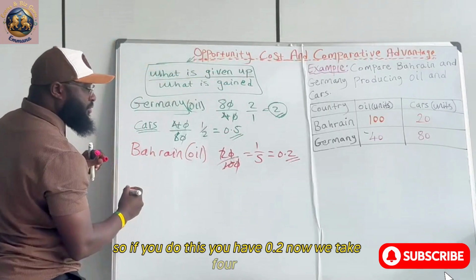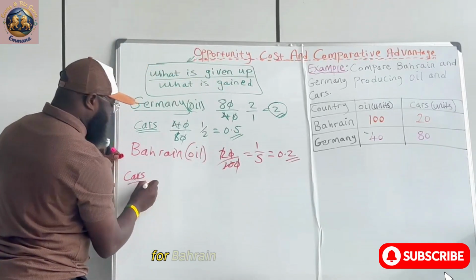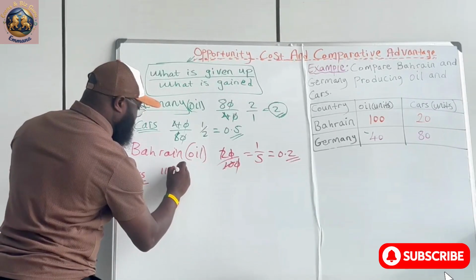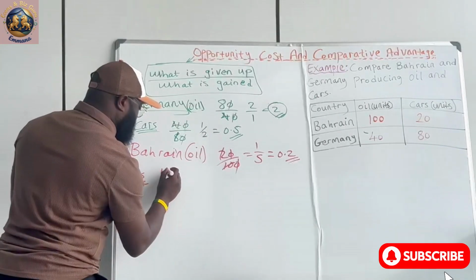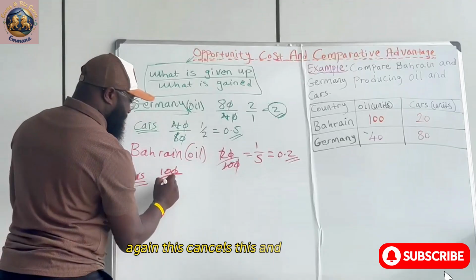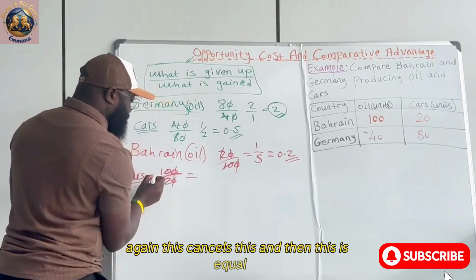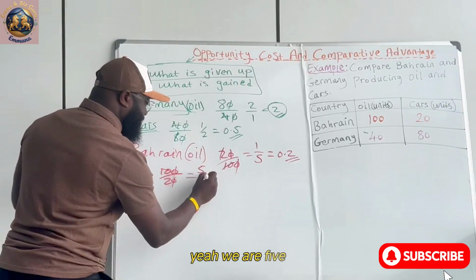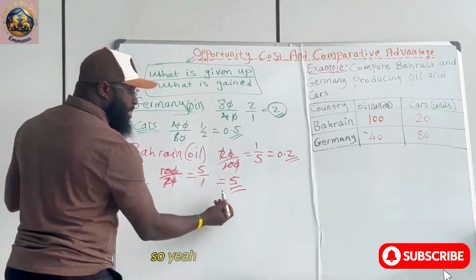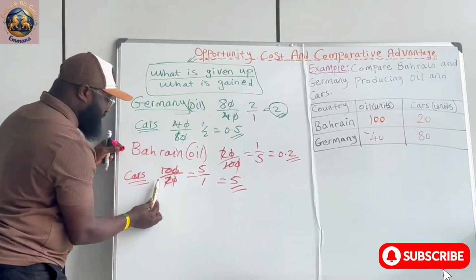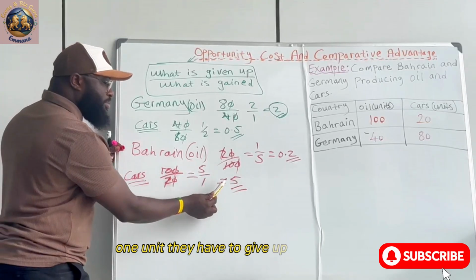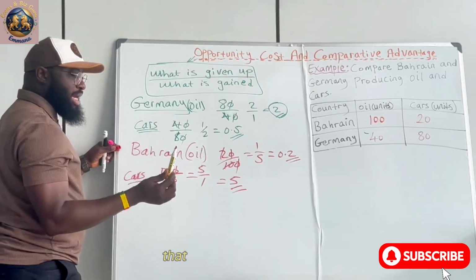Now, we take cars for Bahrain. For cars, it means 100 units over 20. Again, this cancels this, and then here we'll have 5, here we'll have 1, which is the same as 5. So what does that mean? It means for Bahrain to increase the production of cars by 1 unit, they have to give up 5 units of oil. That is what it means.